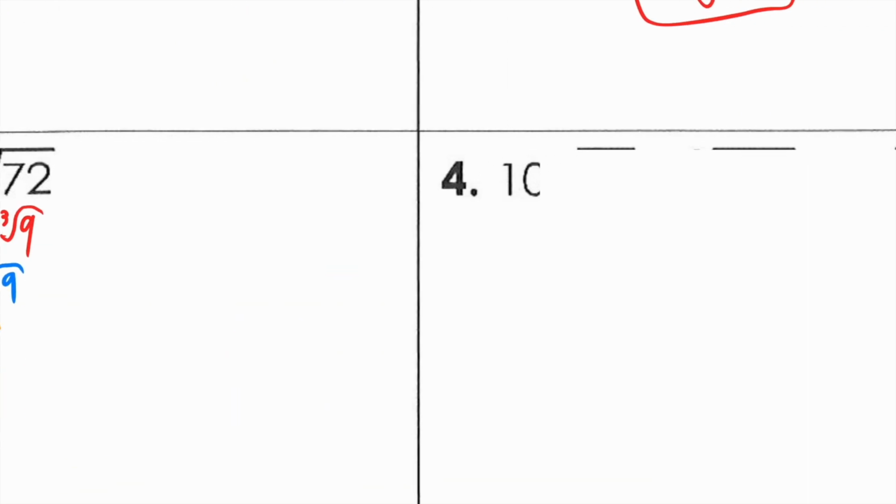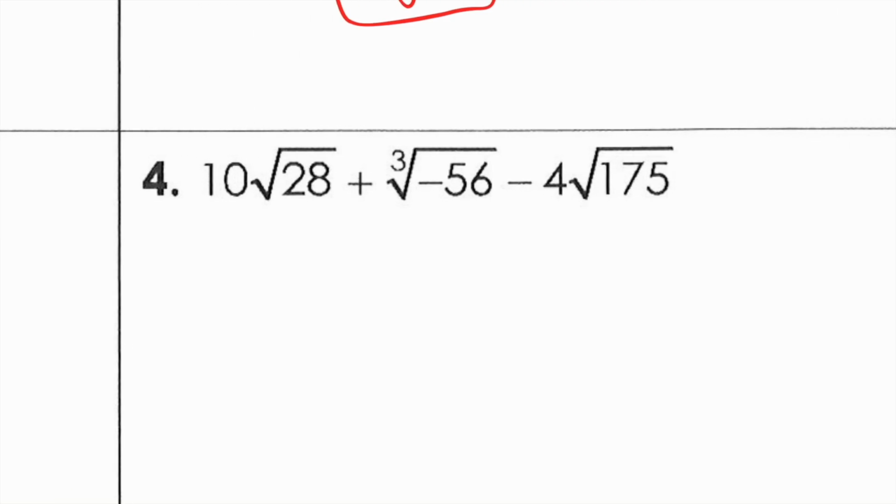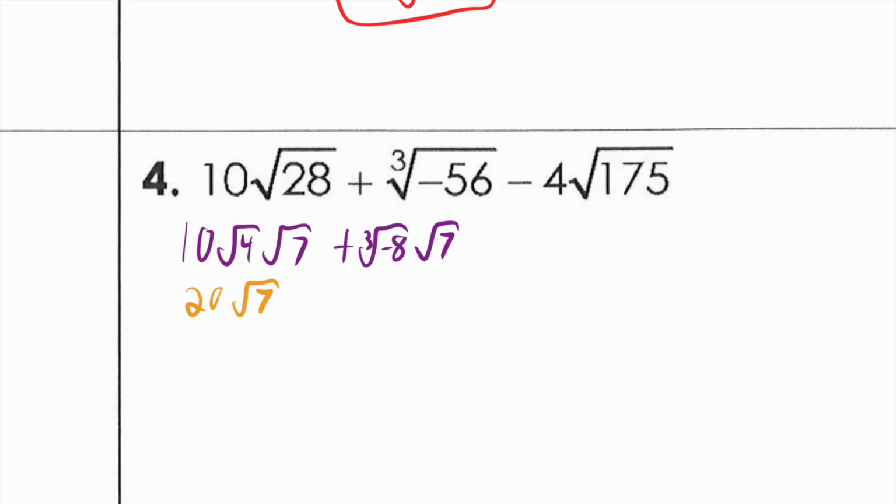Moving on to number 4. We have 2 square roots and a cube root, so chances are we'll probably be able to combine these, but we'll see. So square root of 28 is square root of 4 times square root of 7. That ends up being 2 times the square root of 7, as square root of 4 is 2. Cube root of negative 56 is cube root of negative 8 times cube root of 7, which is negative 2 times cube root 7.